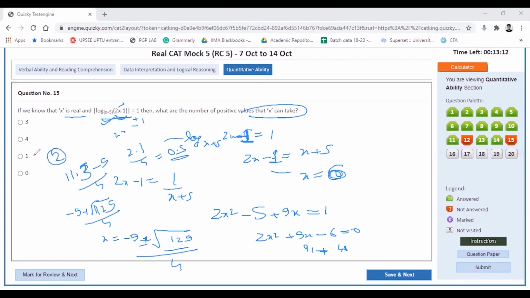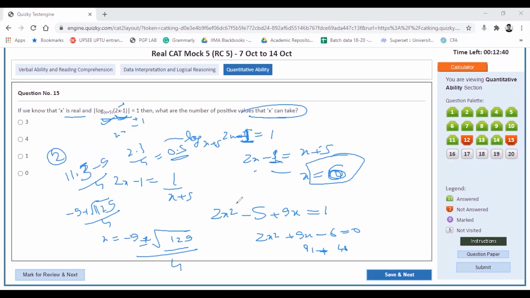Okay, I can't find the option. Let me recheck if I've done it correctly or not. X is real, and I want the value to be a positive value of x. So x plus 2x minus 1 is equal to x plus 5. Taking x to this side, x is equal to 6. This is correct, and it also satisfies my equation.